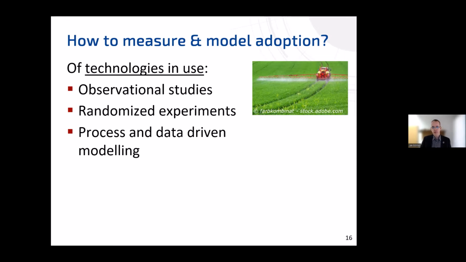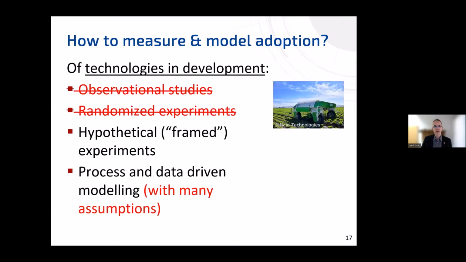Now, in PhenoRob, we are dealing with many technologies that are not yet in use, and that means some of these approaches cannot be used anymore. We are not observing a lot of use of these technologies in practice. There might be so-called precursor technologies that have similar characteristics, but they are not necessarily autonomous. So also the randomized experiments in the real world do not really work.